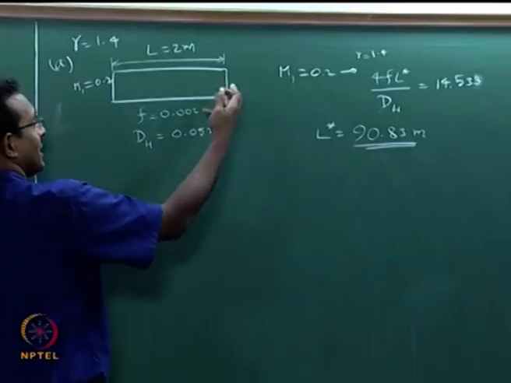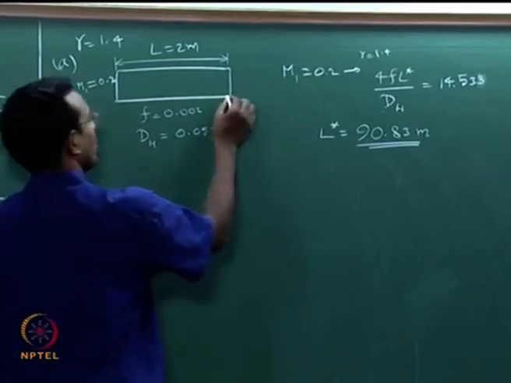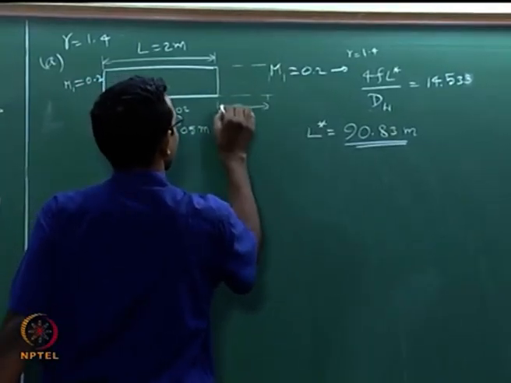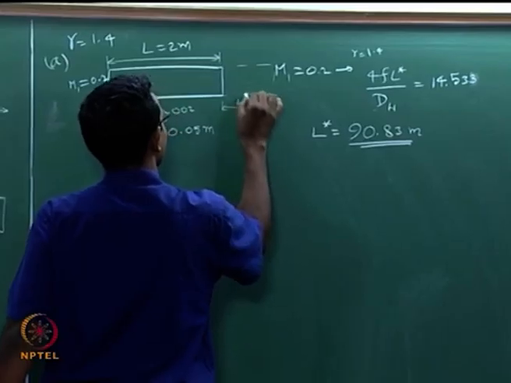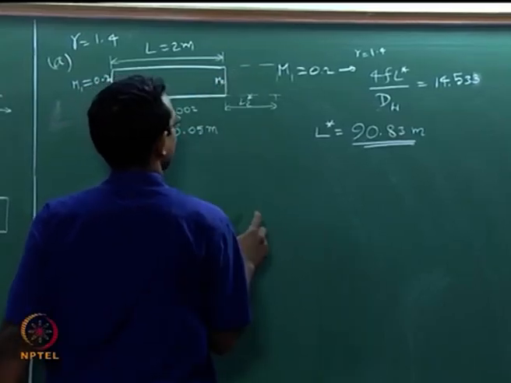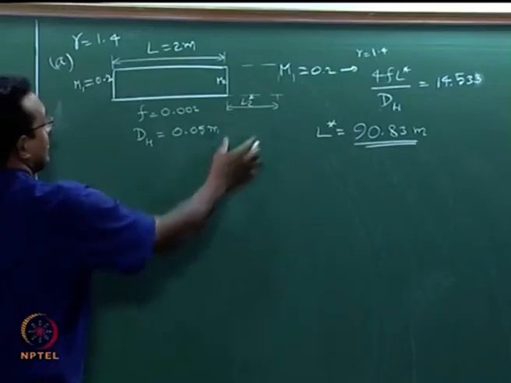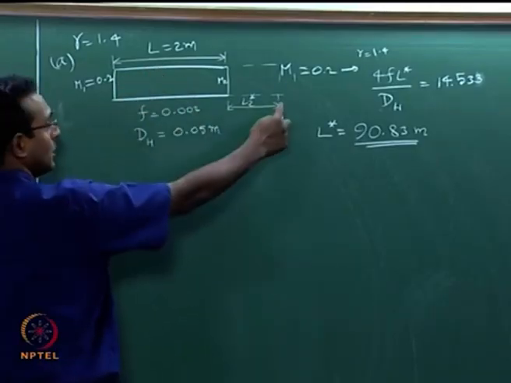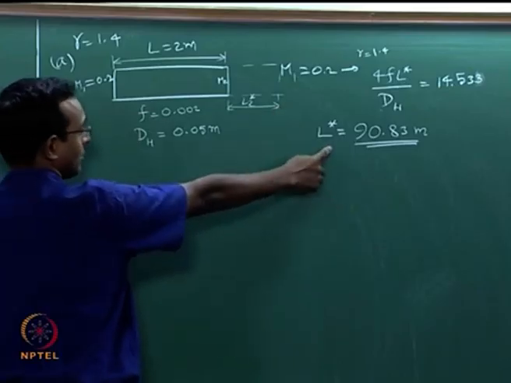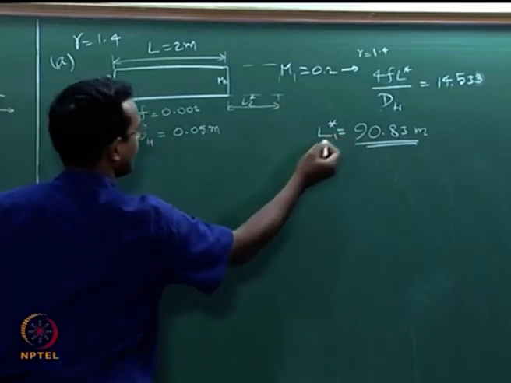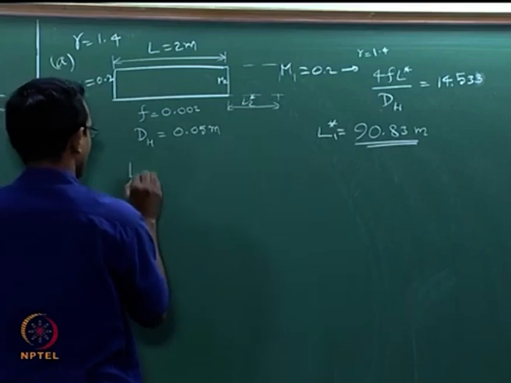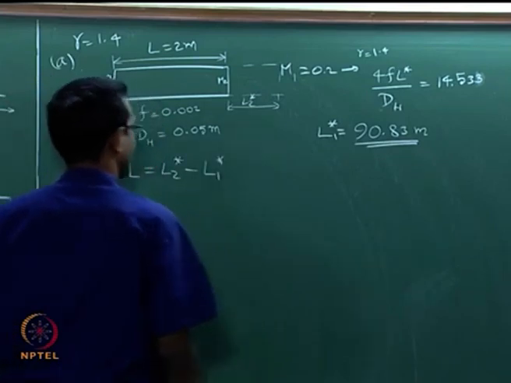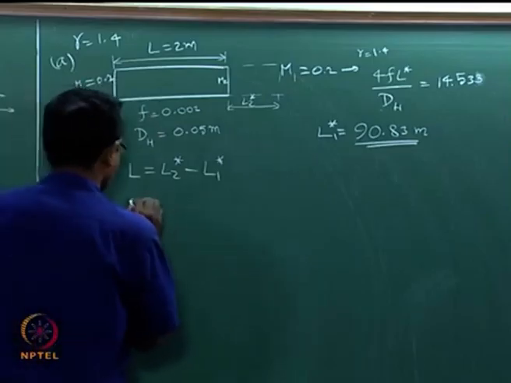If this is the case, what should I do? I just have to draw some dotted line and L star somewhere out there. This will become L2 star, where this is my M2. So this is the remaining length. I know this is 2 meters. From M1, from the inlet to the star is L1 star, that is given here. I will make it L1 star, and this is my L2 star. So L equal to L2 star minus L1 star, which means I can find my L2 star.